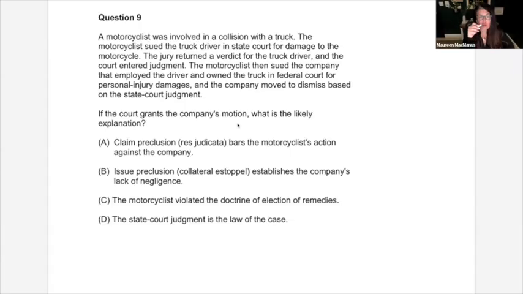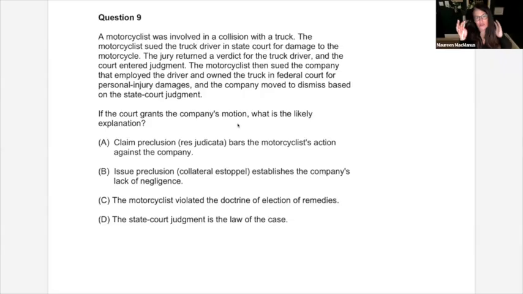So here it says a motorcyclist was involved in a collision with a truck. And actually, let me just go back to the call because it says the motion. So we want to look and see. So the company moved to dismiss based on the state court judgment. So that's usually when we see that language, we're dealing with issue or claim preclusion. So I know I'm in that realm, generally speaking.